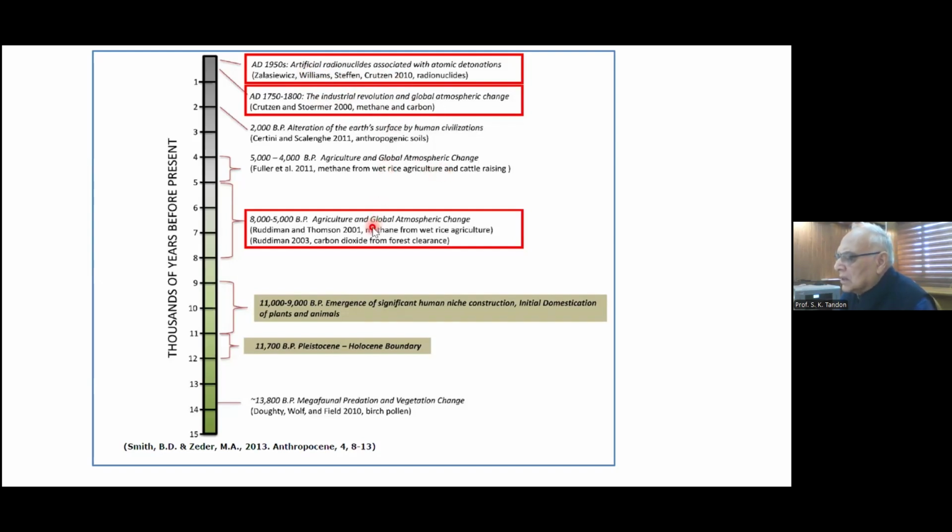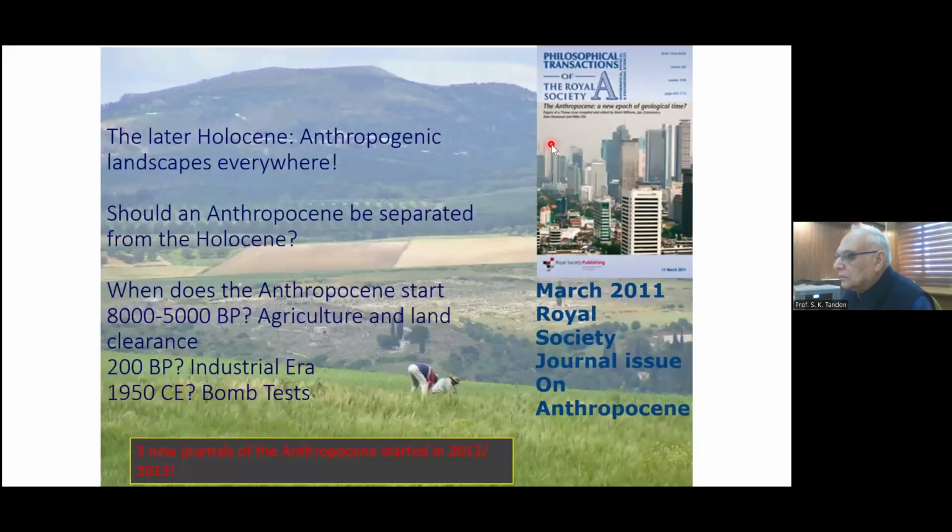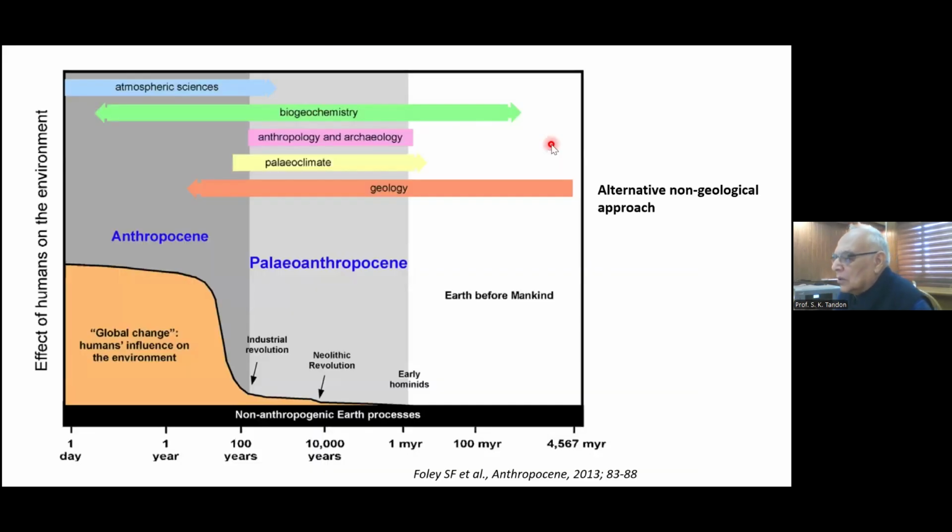Beginning of agriculture is another suggestion that is there. And then even earlier suggestions are there. But these three are the subject of intense debate. So in the later Holocene, you have anthropogenic landscapes everywhere. Should an Anthropocene be separated from the Holocene? When does the Anthropocene start? Should it be at the time of agriculture and land clearance? Should it be the beginning of the industrial era? Should it be when nuclear testing took place and you have stratigraphic records of that? So there are multiple ways of looking at this.